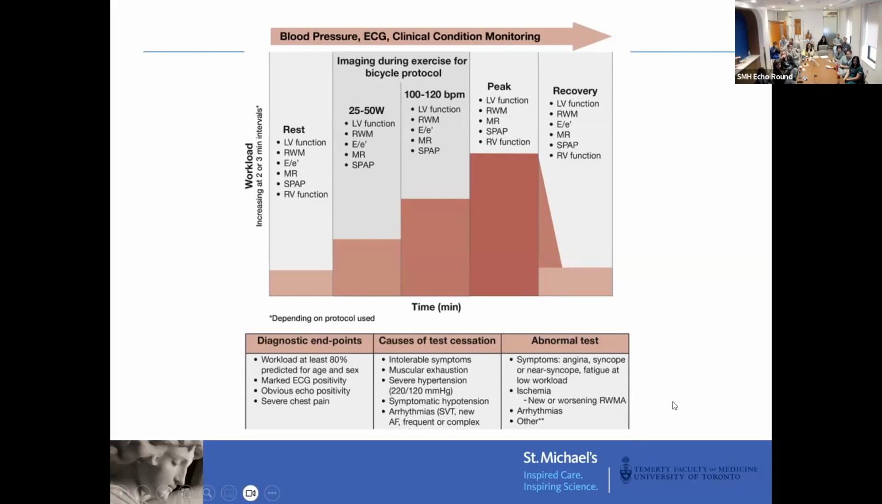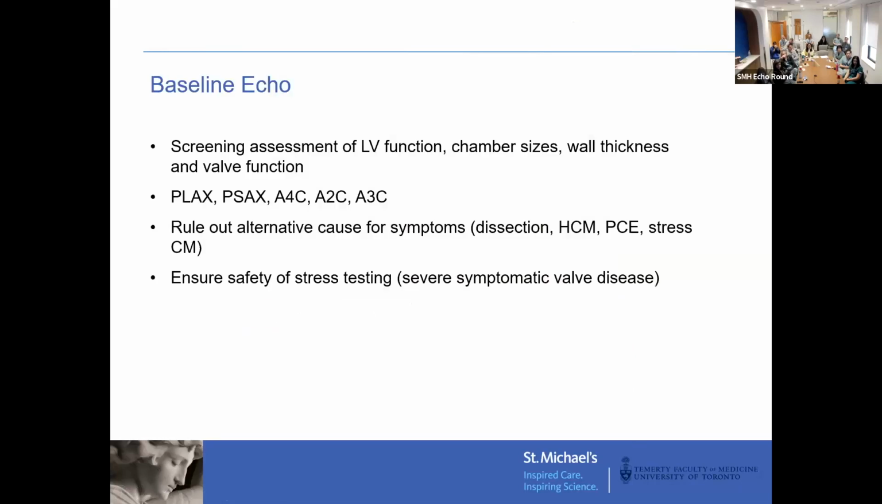And then abnormal tests, I'll talk about in the next slide. But the protocol begins by doing a baseline echo. We're not going to spend too much time on this, but basically it's just a quick assessment of LV function, chamber sizes, wall thickness, the standard views of parasternal, and then apical 4, 3, and 2 chamber views.